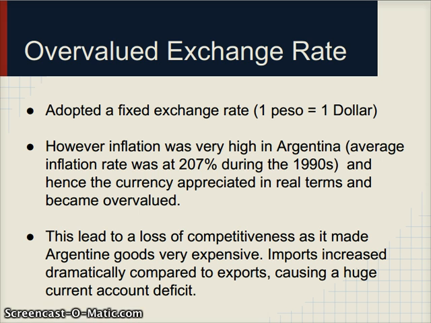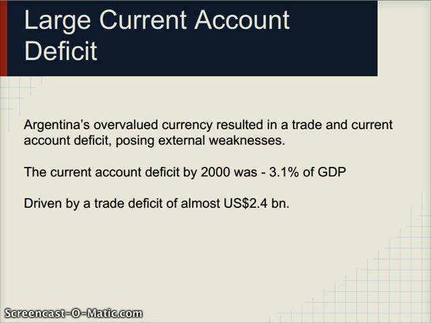In the case of Argentina, it had an overvalued exchange rate, so it adopted a fixed exchange rate, 1 peso equaled $1, but because inflation in Argentina was much higher than in the US, this meant that in real terms the currency appreciated. And this led to a loss of competitiveness, and it made Argentine goods very expensive. At the same time, because your currency has appreciated, your imports are much cheaper, and so they increase relative to exports, and it causes a huge current account deficit. So the overvalued currency resulted in trade and current account deficits, and that was posing external weaknesses for the economy.